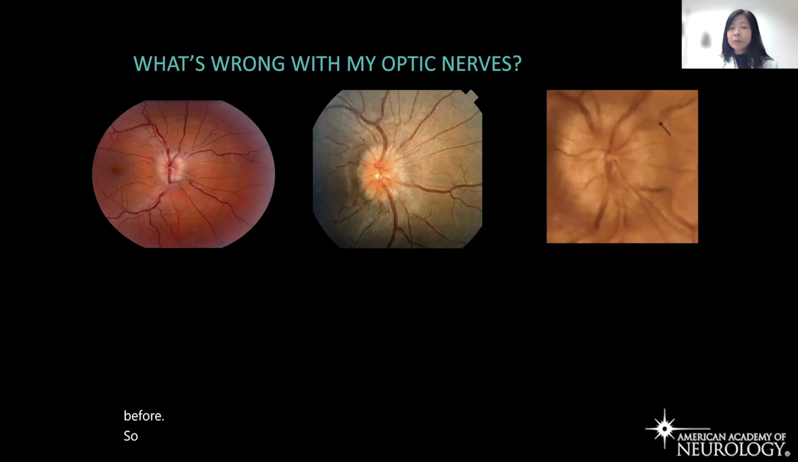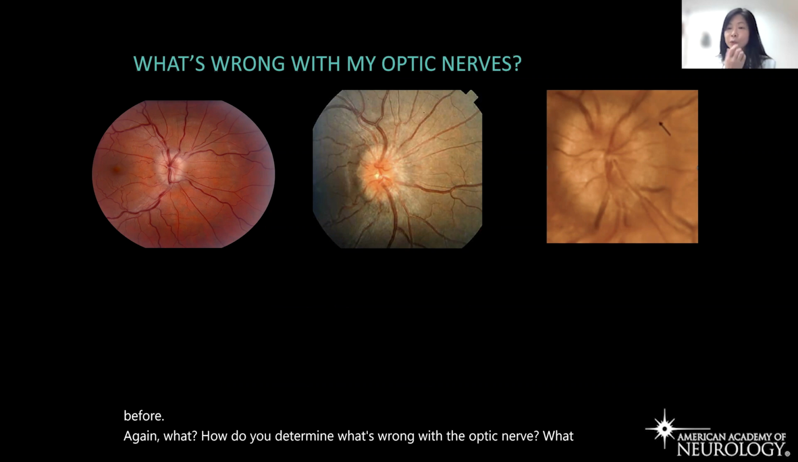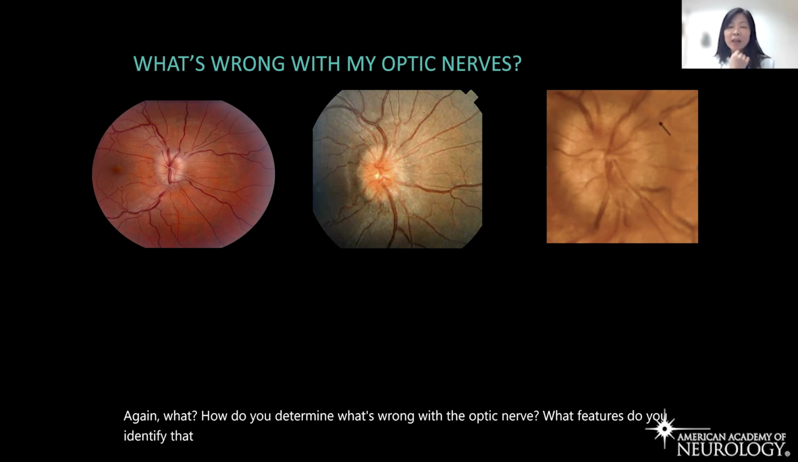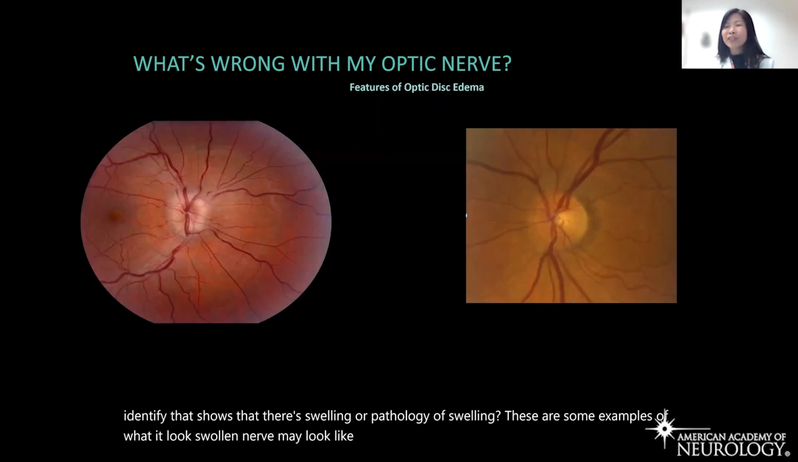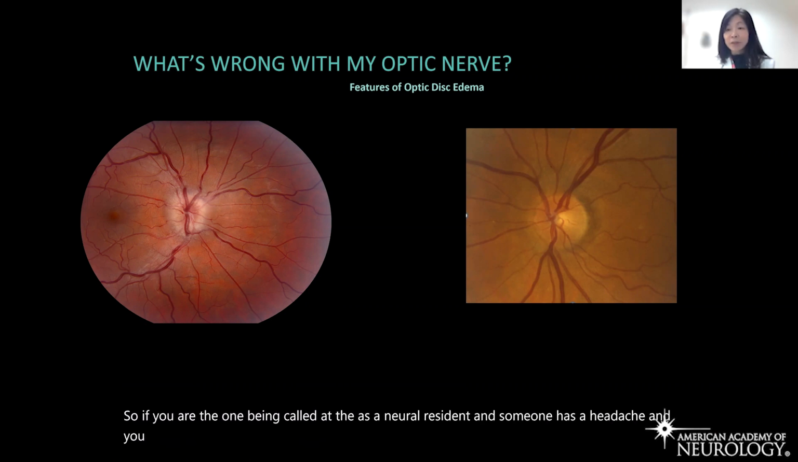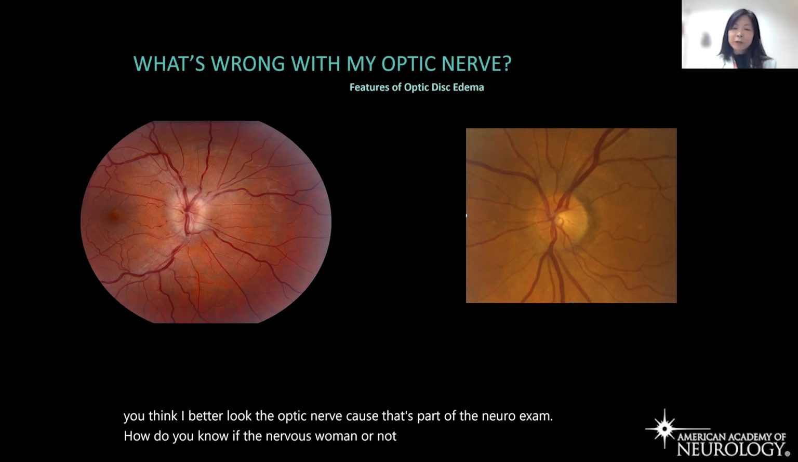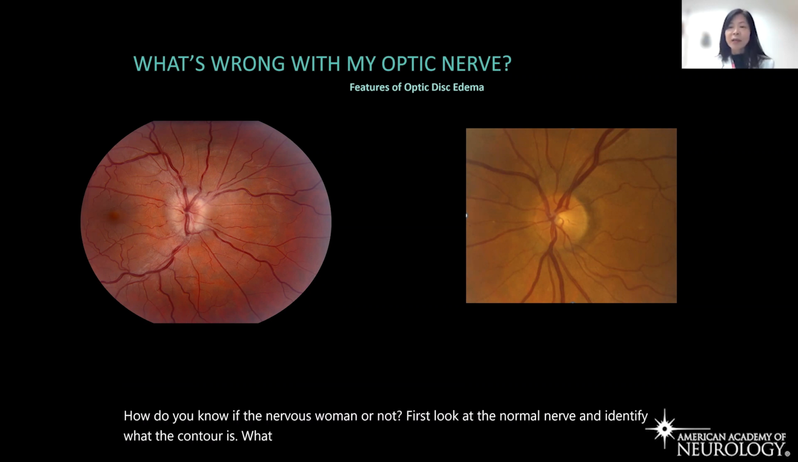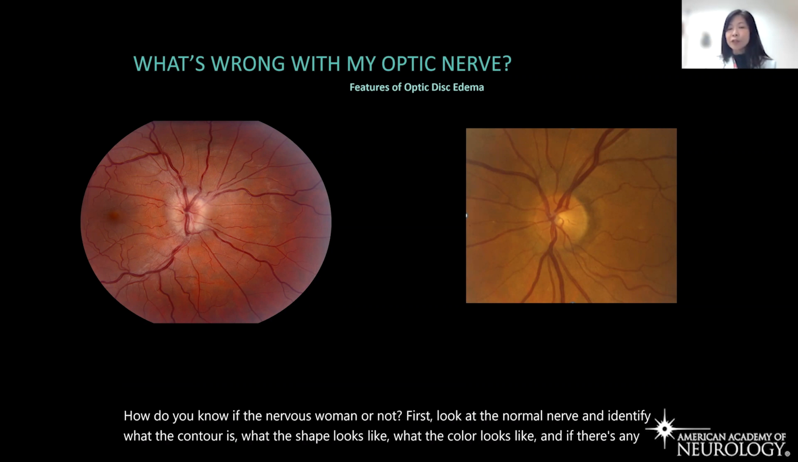So again, how do you determine what's wrong with the optic nerve? What features do you identify that show that there's swelling or pathology of swelling? These are some examples of what a swollen nerve may look like. So we're going to talk about how to describe them. If you were the one being called to the ER as a neuro resident, and someone has a headache and you think, well, I better look at the optic nerve because that's part of the neuro exam, how do you know if the nerve is swollen or not? Well, first look at the normal nerve and identify what the contour is, what the shape looks like, what the color looks like, and if there are any changes to the contours.